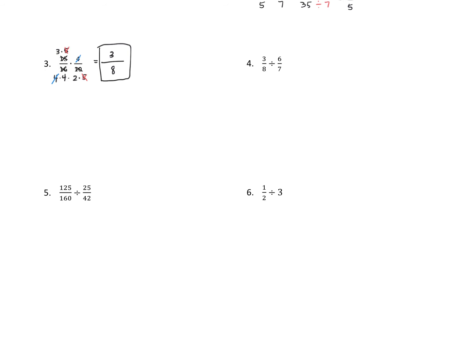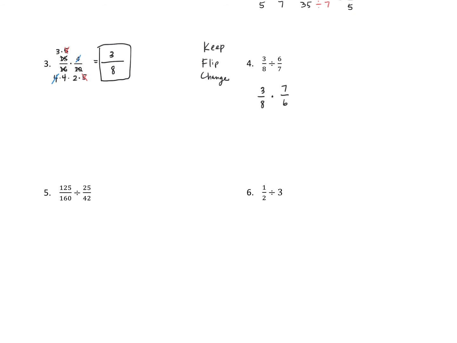Okay, so number 4, the key here is to remember that when you're dividing fractions, you can change it to multiplication and flip the second fraction. So people have different acronyms to remember. I've heard KFC, keep, flip, change, and so it means keep the first fraction, flip the second fraction, and change to multiplication. So that would be keep the 3/8, flip the 6/7, so now it's 7/6, and change division to multiplication. And then once you do that, you're going to try to cross reduce.